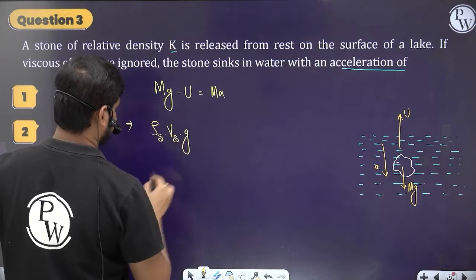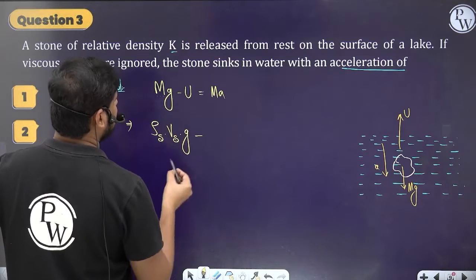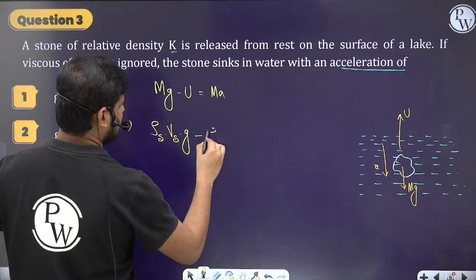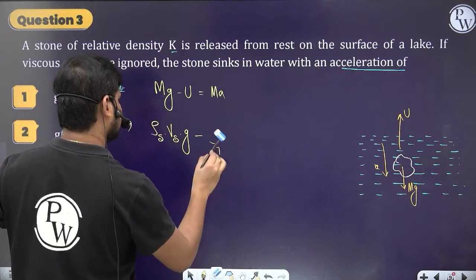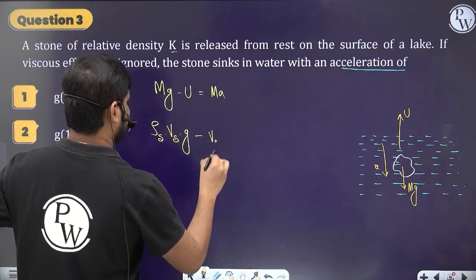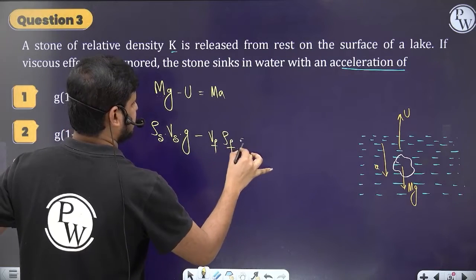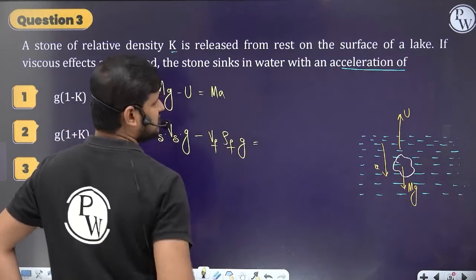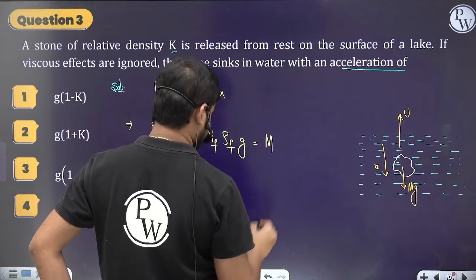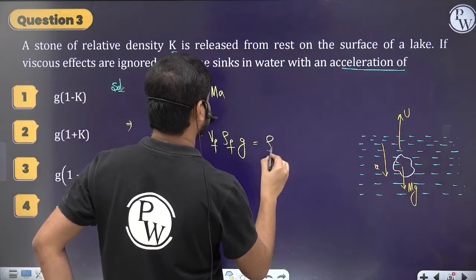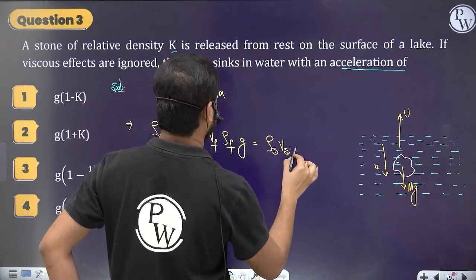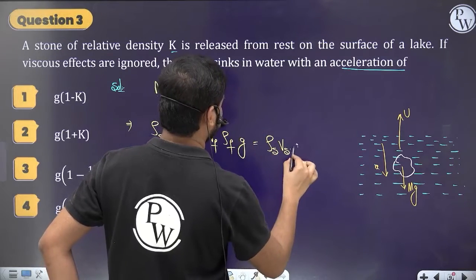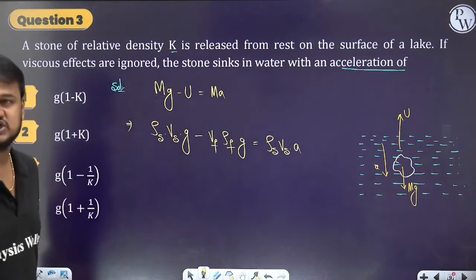Let's write minus the upthrust. What's upthrust? You can write rho f vf g. Let's write the reverse way: vf rho f g. This is equal to the mass of the stone into the acceleration a, so mass of the stone, volume of the stone into the acceleration a.